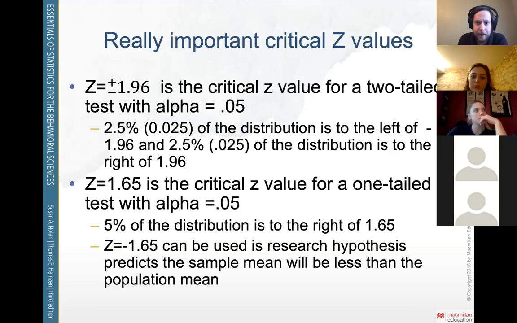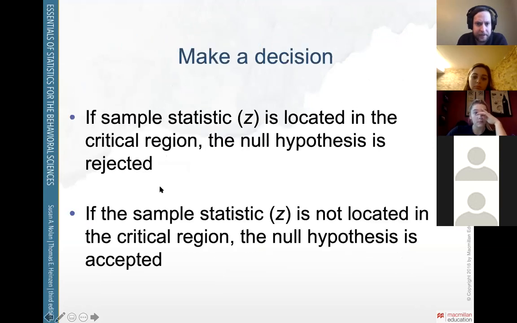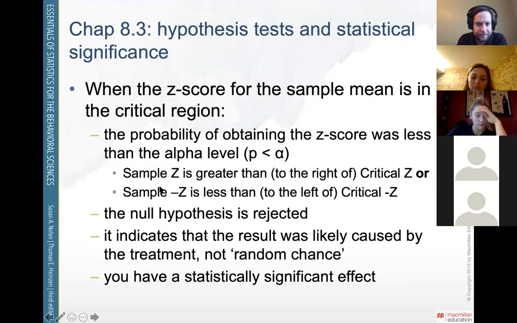So I have an example. That's what we're going to do today, and then we'll be done with chapter 7. I have an example of a one-tailed test that we will do. There's some more critical Zs. That's the work that we did from last time.